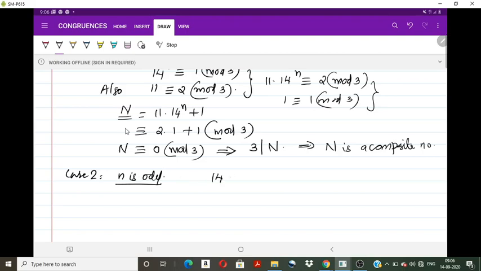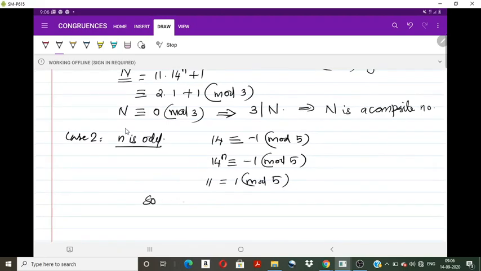we know that 14 is congruent to minus 1 modulo 5. So 14 raised to n is congruent to minus 1 raised to n modulo 5. But since n is odd, it is congruent to minus 1 modulo 5. Now 11. 10 is a multiple of 5, so 11 is congruent to 1 modulo 5.